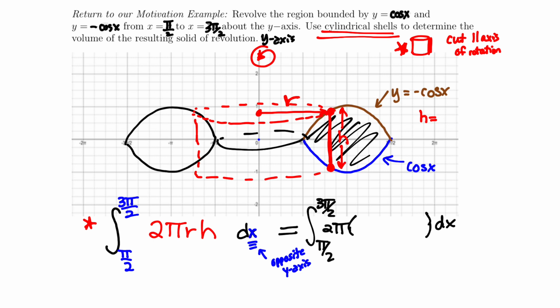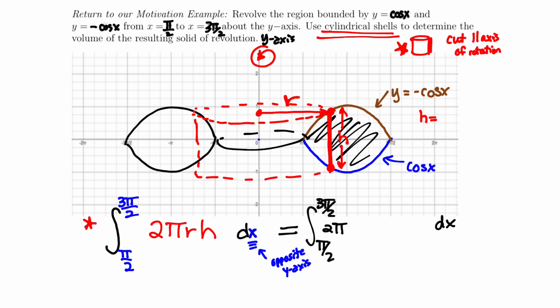Can you guys tell me what my height is, Laura? Would it be like negative cosine x minus cosine x? You got it. So the height, do you guys see your height right here? This is my height. This is the distance. This distance ranges from this brown curve to this blue curve. So my height is the distance from the top curve to the bottom curve.